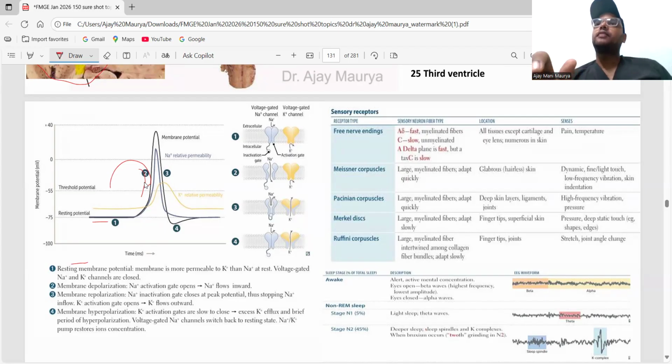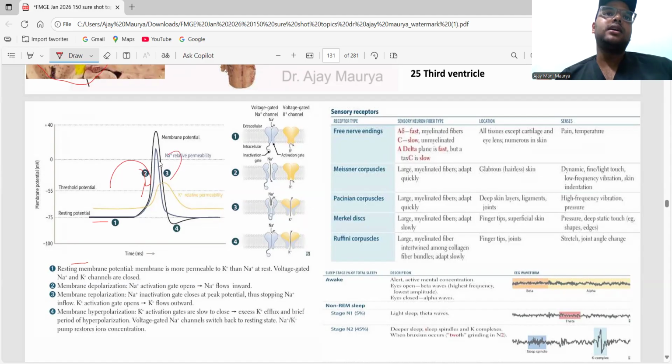Depolarization is also called contraction. When it is contraction, what happens? Sodium activation gates will open and sodium will flow inward. That's how there is a contraction. Then there is a repolarization.